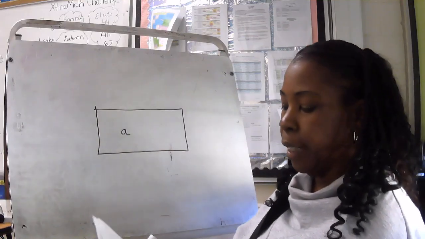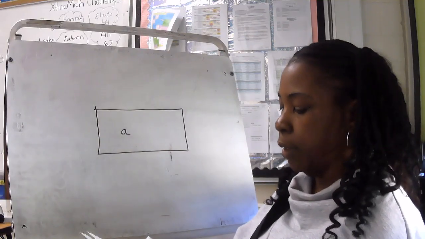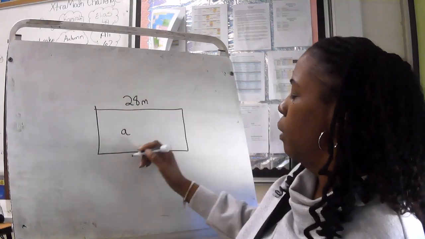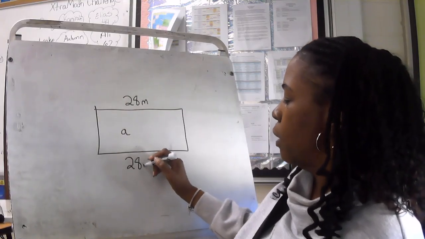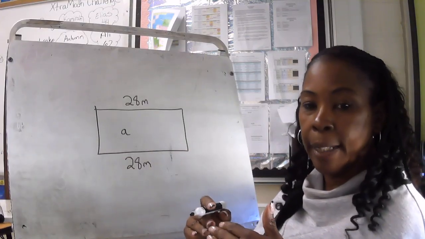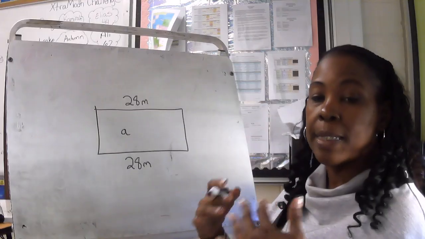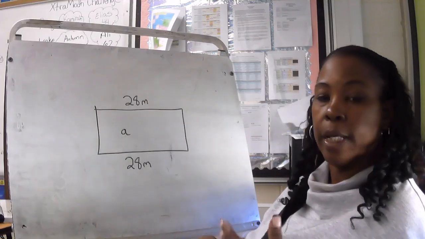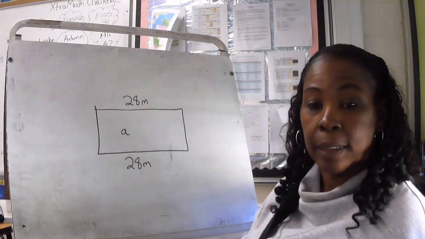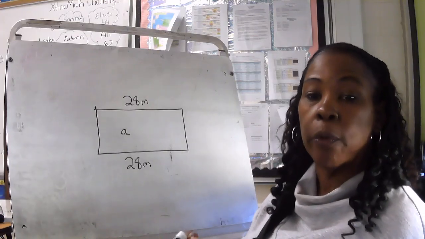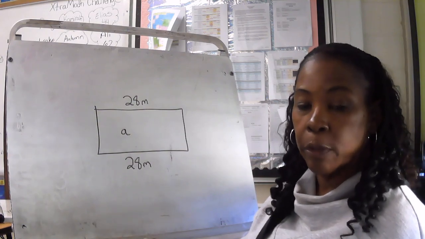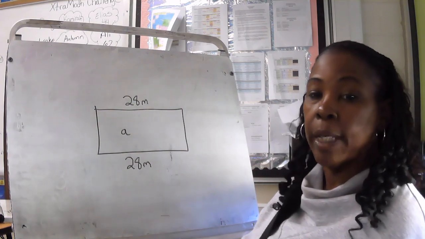Now, it says the rectangular garden is 28 meters long, so I'm going to put 28 meters. So if the top is 28, that means the bottom is 28. One word that we've been talking about in math is congruent. Congruent means same or equal. So I was challenging the students, when something is exactly alike or the same, to use the word congruent. That means equal or the same, but congruent in math terms will help them remember.